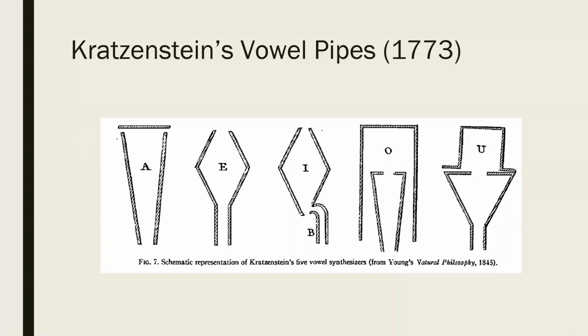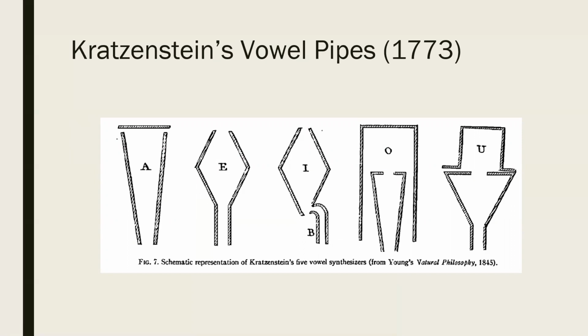One of the oldest developments of a mechanism which can actually imitate the sounds of human speech were Kratzenstein's vowel pipes. These were a set of organ pipes which had a bunch of different shapes, and because they have different shapes, they have different properties of different kinds of resonant frequencies.